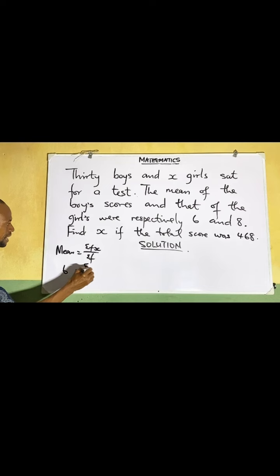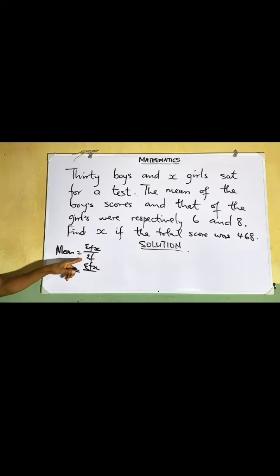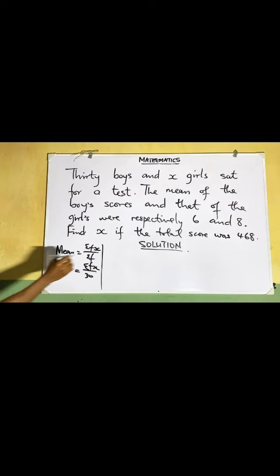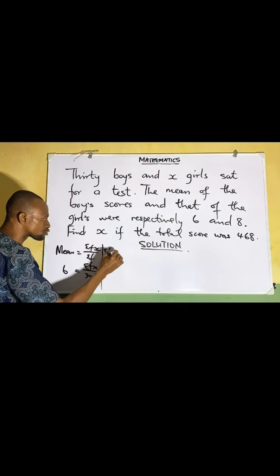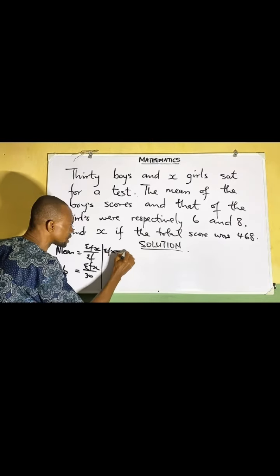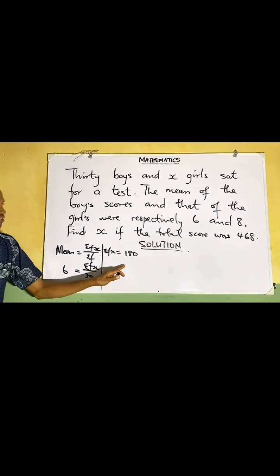Now let's get sum fx, that is the total score for boys. Then we know sum f. Sum f is the number of boys that sat for the test, that is 30. Now from here you can get the total score for boys. So that is sum fx. Total score for boys equals 6 times 30, which is 180. This is the total score for boys.